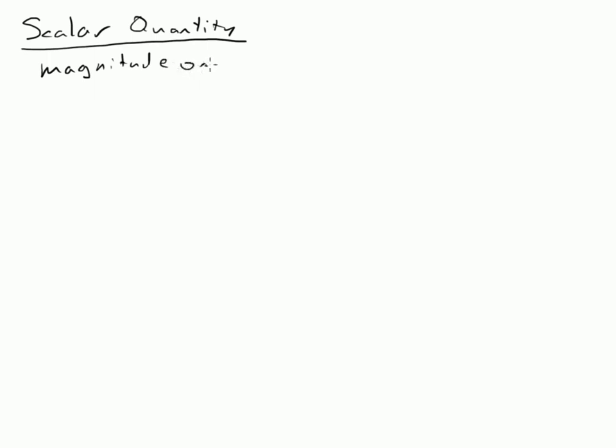So in this video we want to talk about vectors and scalars. So we have a scalar quantity, and that would be anything that has magnitude only. Remember, magnitude just means size. For example, we have distance. Distance just measures how far, and we can measure that in meters, 10 meters. So our distance is 10 meters. All it tells us is the size.